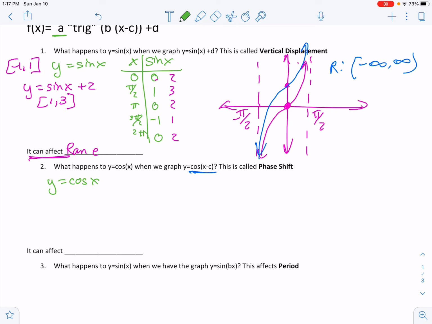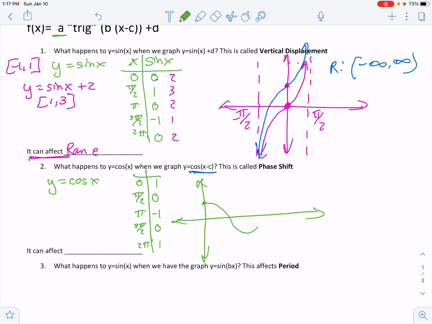of x. If I make that same chart, you have 0, pi over 2, pi, 3 pi over 2, and 2 pi. This is 1, 0, -1, 0, 1. And my graph of this cosine function starts here, goes down, and comes back. Remember, it goes on forever. And this is 2 pi, and this is pi. This is 1 and -1.